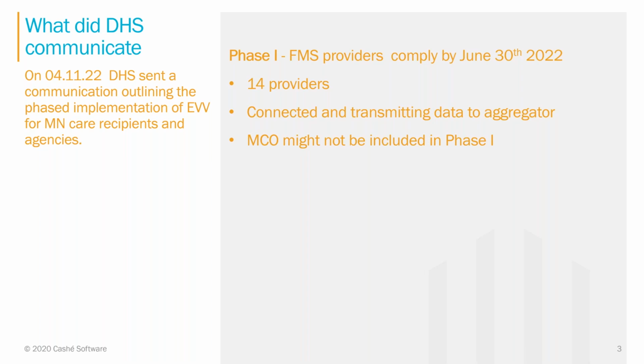First of all, the first phase is FMS providers. There are 14 FMS providers in the state, and based on communications with them, DHS expects the FMS providers to comply by June 30th. What they mean by comply is they want the FMS providers to be connected and transmitting data through the aggregator. And what this implies, and they've stated this, is they don't expect all caregivers to be sending EVV data. They just want them to be connected and start down the path of getting everybody onboarded, but they don't expect everybody to be online by June 30th.